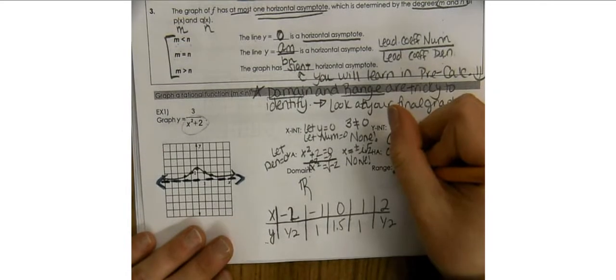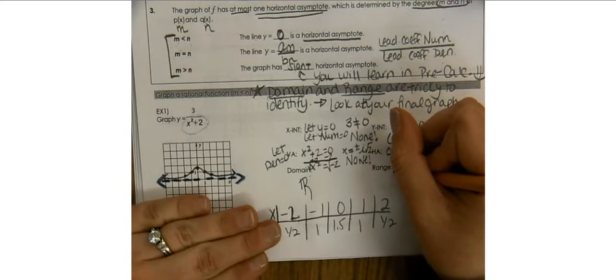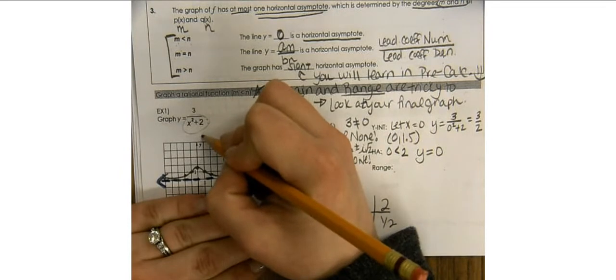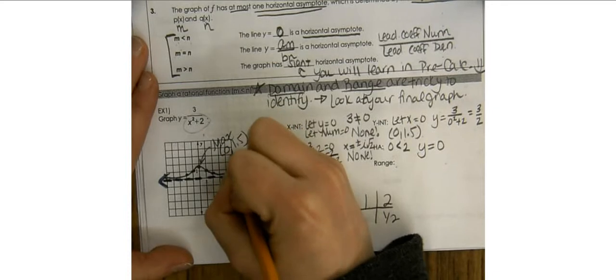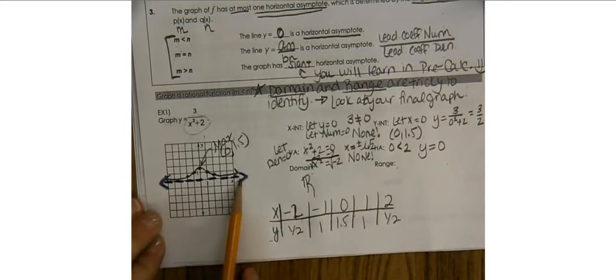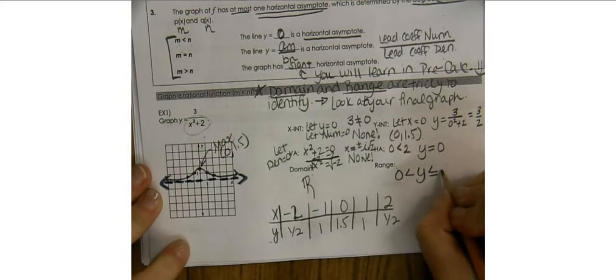Our range is a little different. For our range, we notice that our graph is not below our asymptote. Also notice that there's not an arrow pointing up, so it reaches a maximum value. And that maximum value is located at our y-intercept, which is at 0, 1.5. So we reach a minimum value. It's going to approach our asymptote, which is 0. So our range is going to be 0 is less than y, which is less than or equal to 1.5.